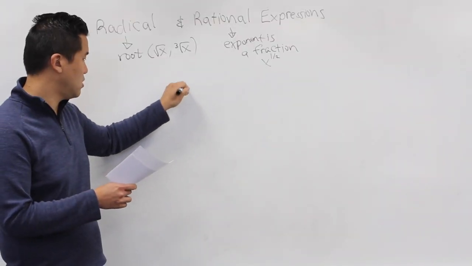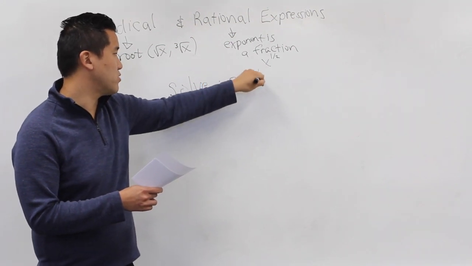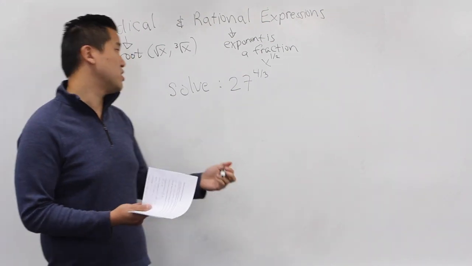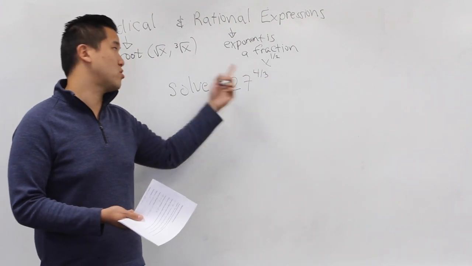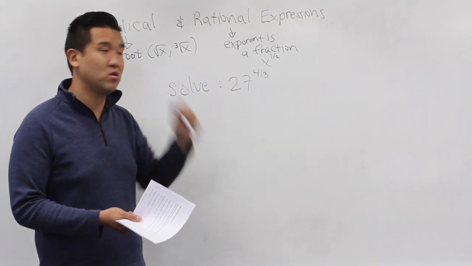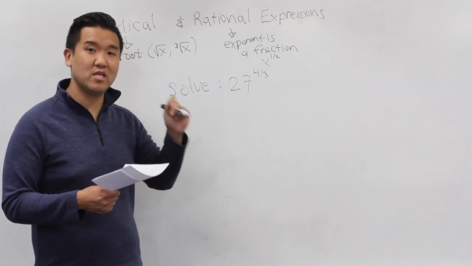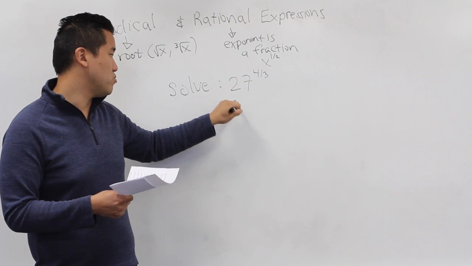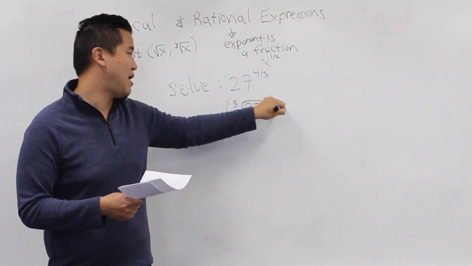Solve 27 to the 4/3 power. Which one is my power? Which one is my root? Is 4 my power and 3 my root, or is 3 my power and 4 my root? What do you guys think? Good. 3 is my root, 4 is my power. So we have the cube root of 27, and we're going to take that to the 4th power.